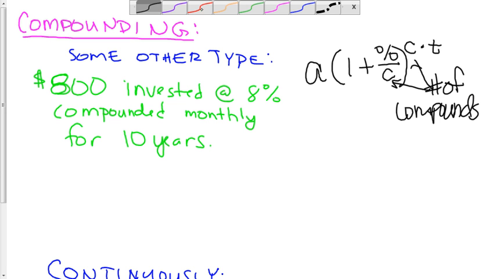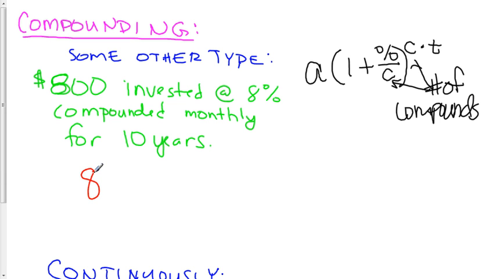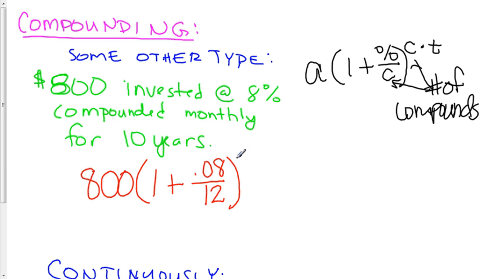So for this particular example, we would have 800 times 1 plus 0.08, and since it's monthly, we would divide by 12, and our exponent would become 12 times 10. Now when you're putting this into your calculator, don't forget, if you have a calculator that just puts everything in the same line, make sure you put that in parentheses so that it takes the whole thing as your exponent.